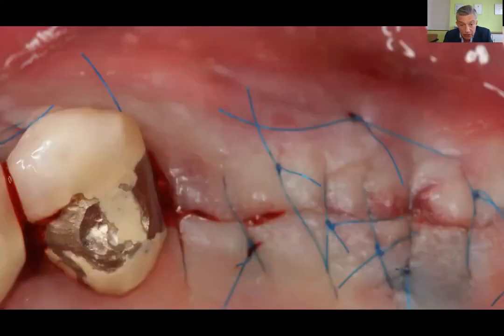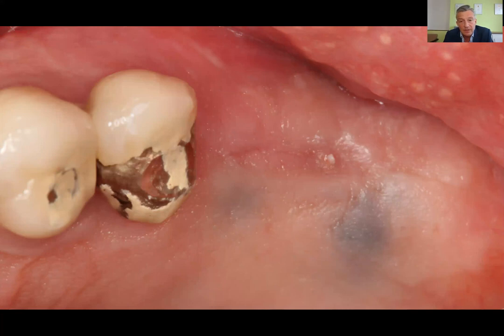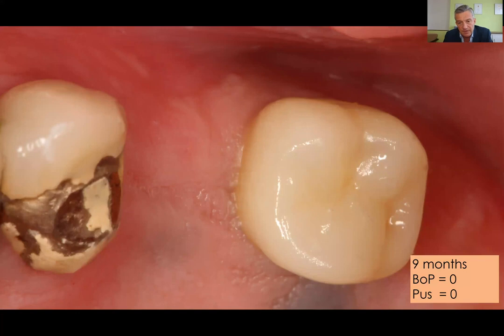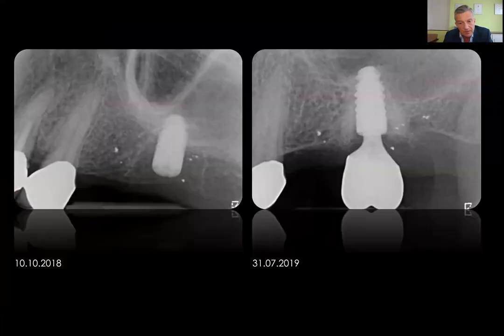This is the sutured site healing. Some particles penetrated the flap over time, but you know by yourself that this might happen. And this is the clinical result after 6 months. And this is after 9 months.